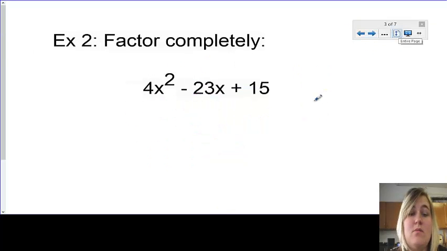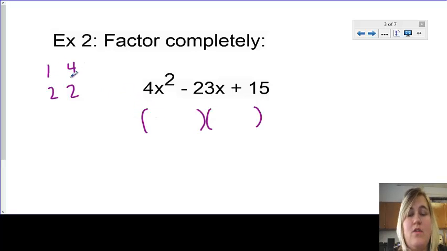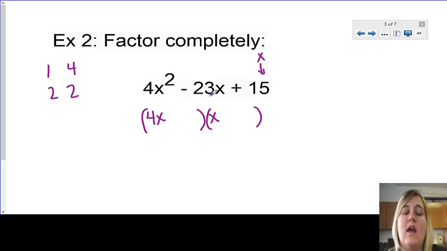Alright, we're going to do the same thing here. So I'm going to start by writing my parentheses, and there are a couple of different ways that we can split up this 4x squared, because things that multiply to get 4 are 1 and 4, and 2 and 2. I am going to start with the first one to see if we can find anything. If we can't, then we'll move on and do 2x and 2x. But for right now, we're going to say 4x and x, because when I FOIL, my first is going to get me 4x squared. I need something that will multiply to get this, and that whenever I FOIL, it will add to get me this.